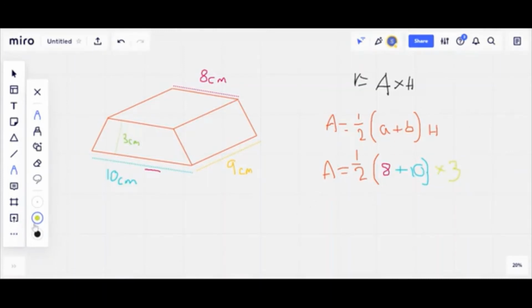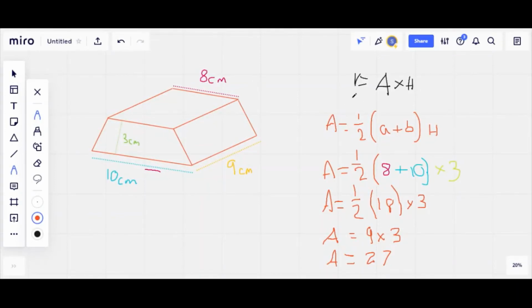From there, we can solve that. A is equal to 1/2 times 8 plus 10, which is 18, times 3. Half of 18 is 9, and that's multiplied by 3. A is equal to 27.